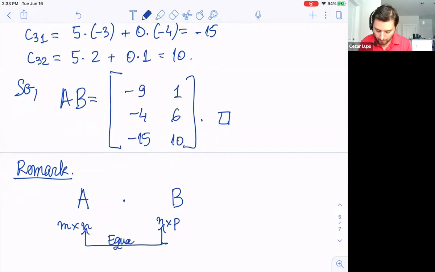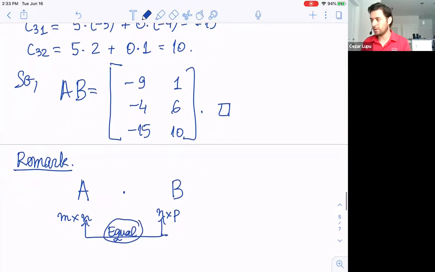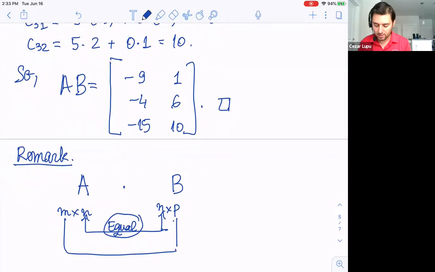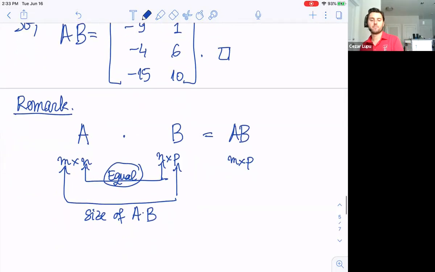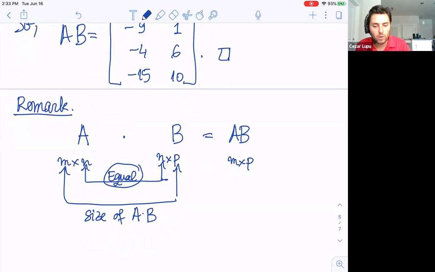They must be equal so that we can multiply the 2 matrices. And this is the size of AB, of the product. So this will give us AB, which is of size m by p. So make sure that when you multiply 2 matrices, the number of columns in the first matrix is the same as the number of rows in the second matrix, right? Anyway, you can do it more generally.